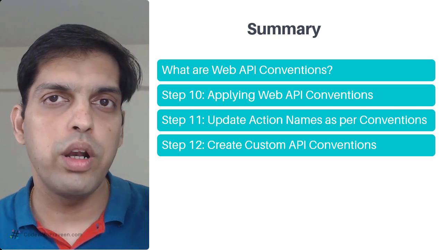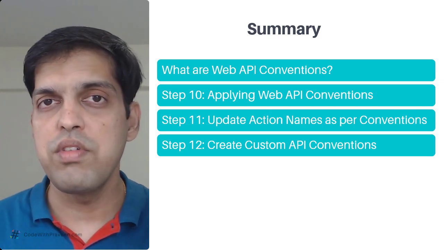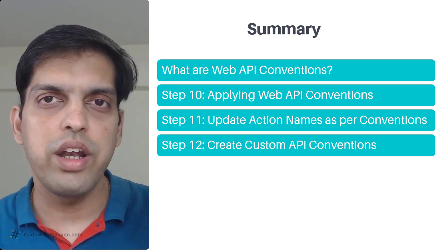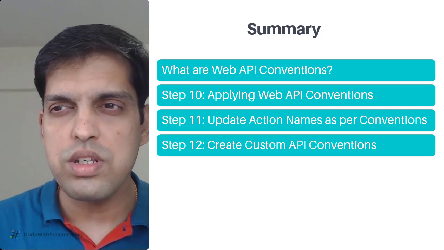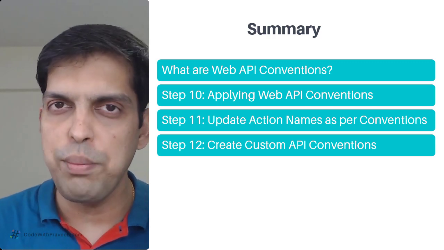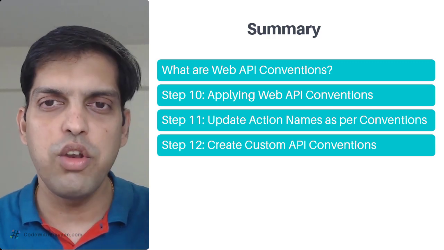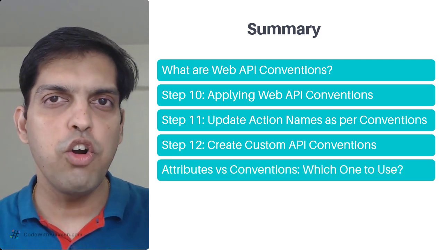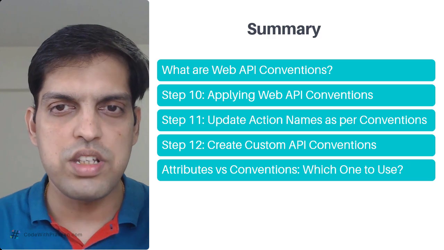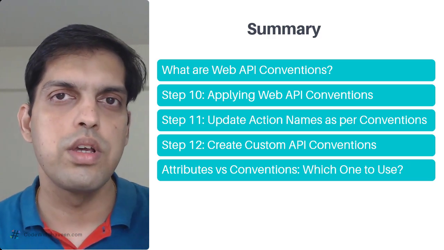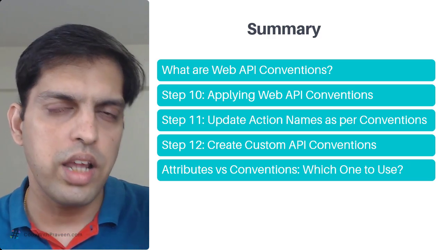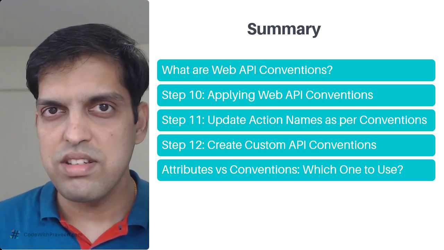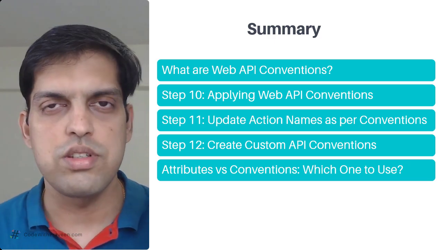Moreover, in step 12, you learn to create custom API conventions that you can create on your own. You can also create a hybrid approach of trying to reuse some of those types defined in default API conventions and start using in your custom API convention classes. Finally, we looked at the difference between attributes versus conventions usage and which one to use. If your API is simpler, then go with these default API conventions. If your API is complex, then you can consider to use the attributes.